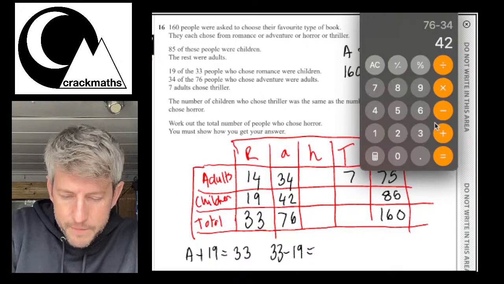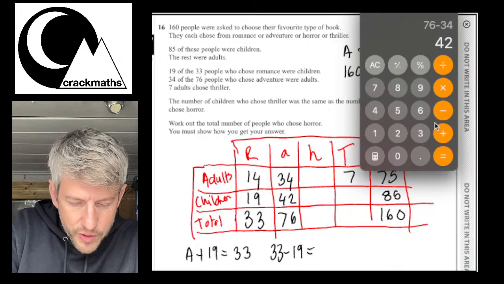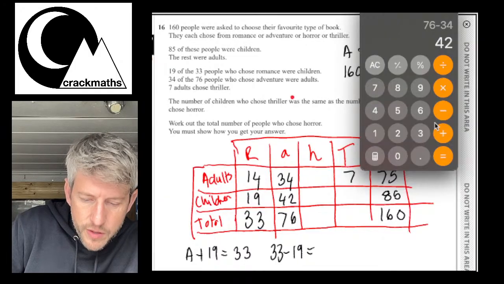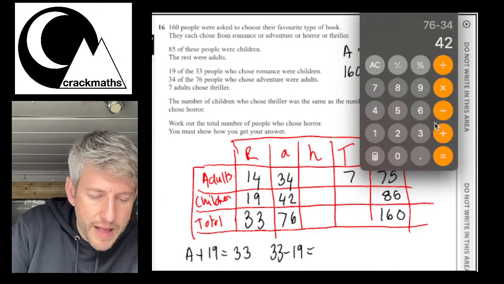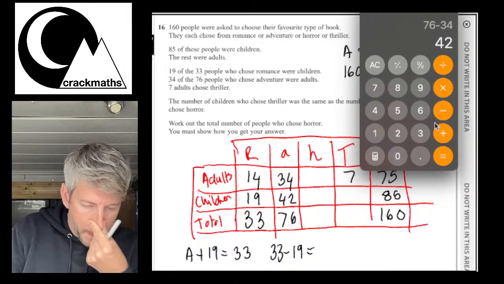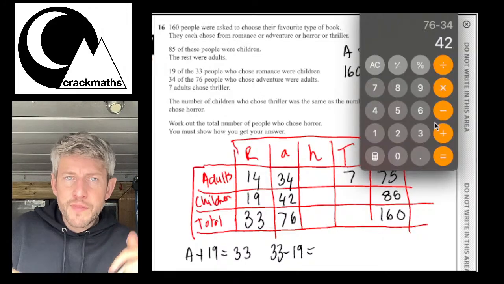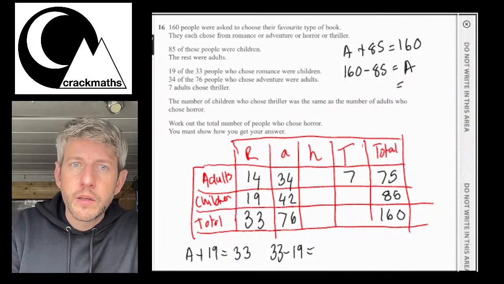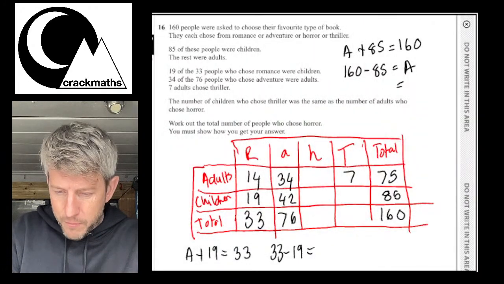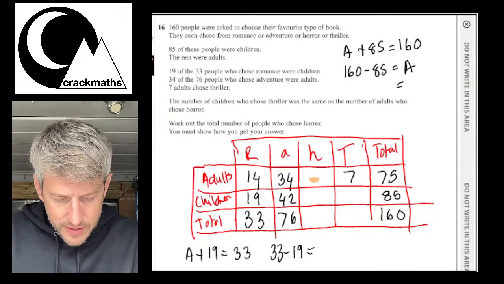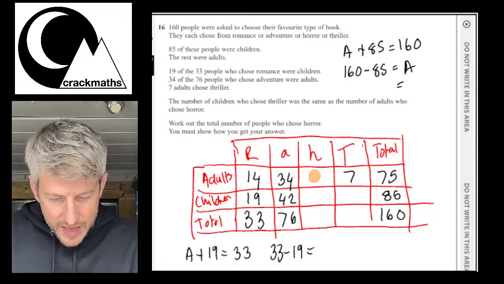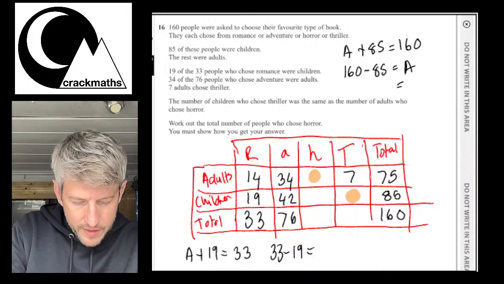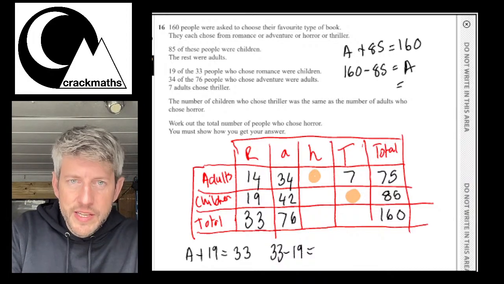And then the number of children who chose thriller was the same as the number of adults who chose horror. Okay, right. So the rest of this stuff we've now just got to work out. So we know that the adults that chose horror was the same as the children that chose thriller. So we know that they're going to be the same. And then we just need to get everything together.